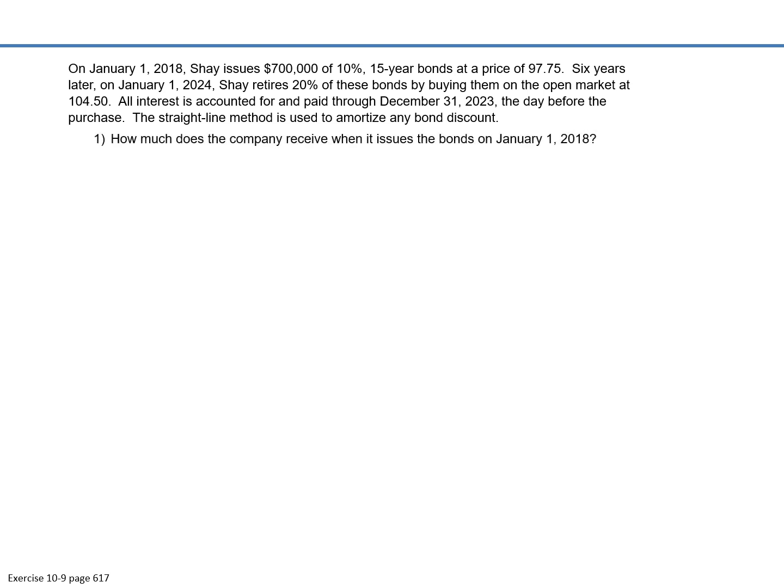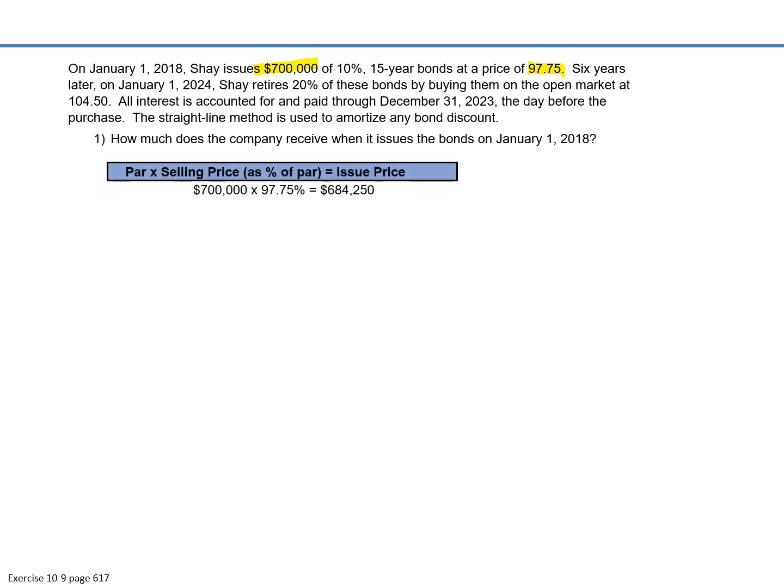So first they want us to tell them how much the company receives when it issues the bonds on January 1st of 2018. Well, they're $700,000 par and they issue them at 97.75. So 700,000 times 97.75, they're going to get 684,250. Well, if that's what they're getting, that means it's selling at a discount, right? Because they sold them for less than par. So the discount is going to be equal to par less whatever they sold it for, right? Or issued it for, rather.